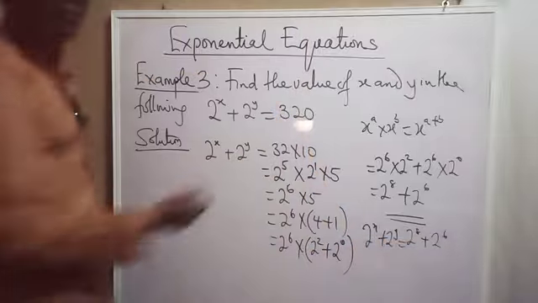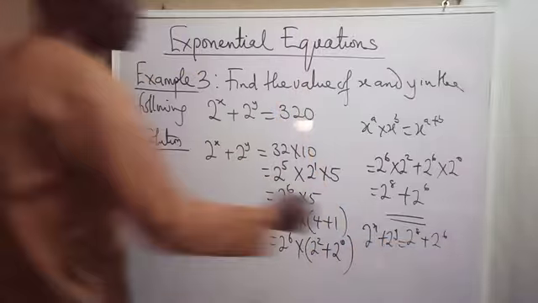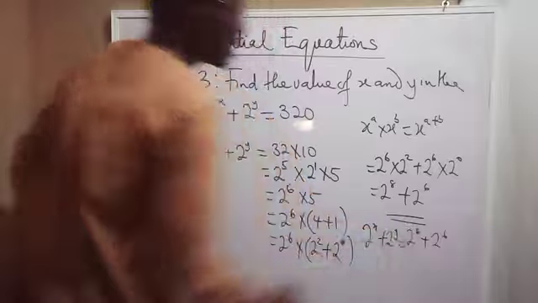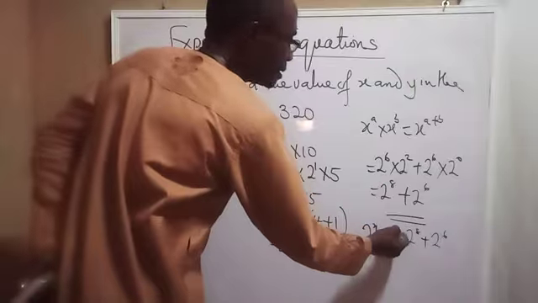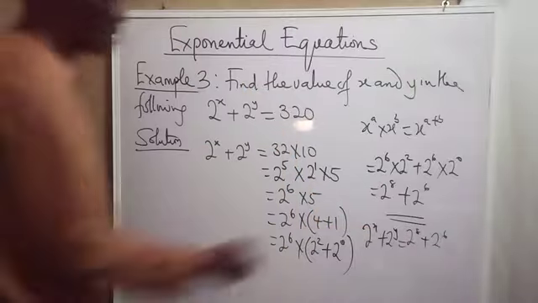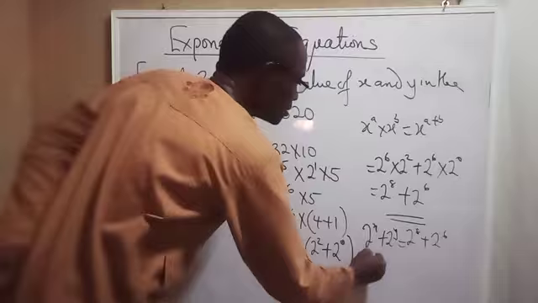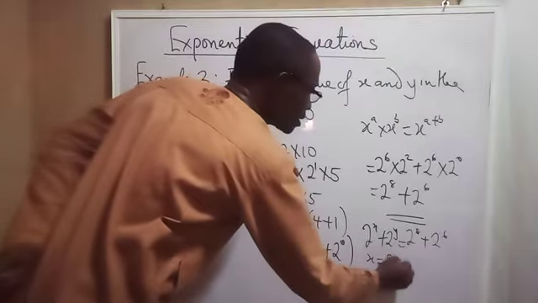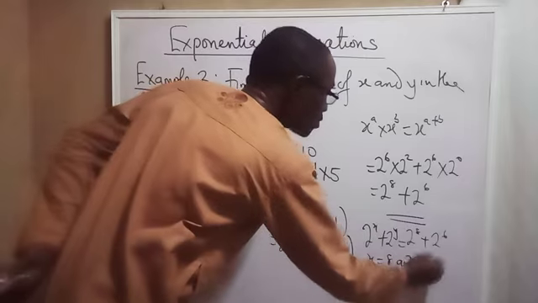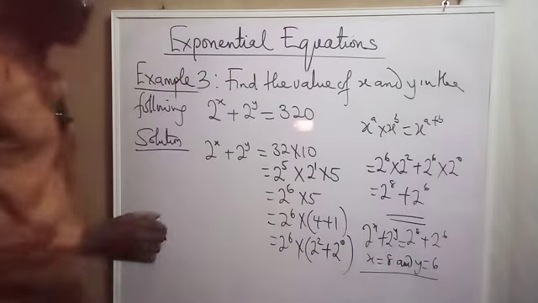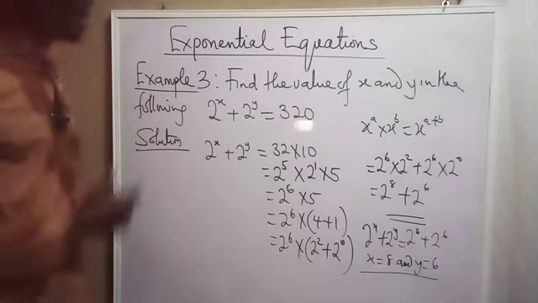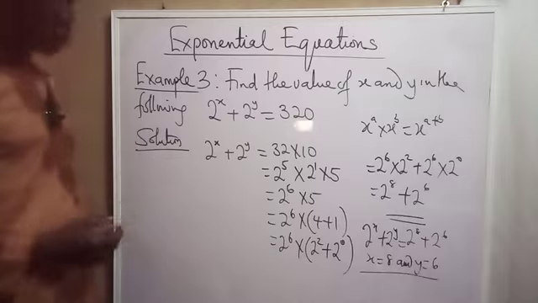So comparing both left and right hand side of the equation, 2 raised power x equals 2 raised power 8, 2 raised power y equals 2 raised power 6. So that means x is equal to 8, and y is equal to 6. Yes. So with this, we have come to the end of exponential equations.